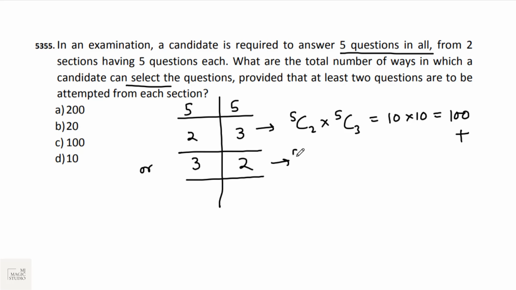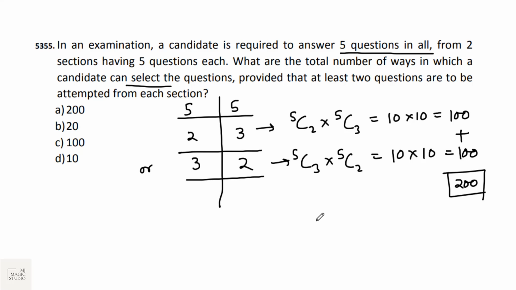Or the second case, 5C3 into 5C2. 5C3 is 10 and 5C2 is 10 again. So the total number of ways in which you can select questions to answer is 200. Option A is the pick.